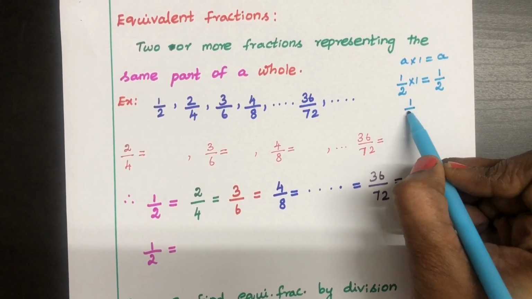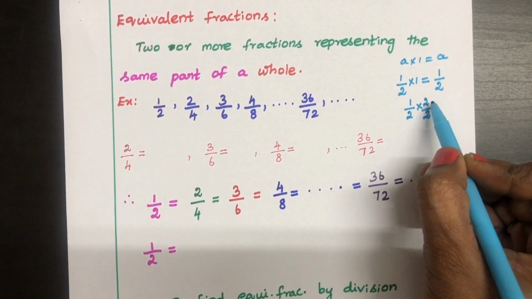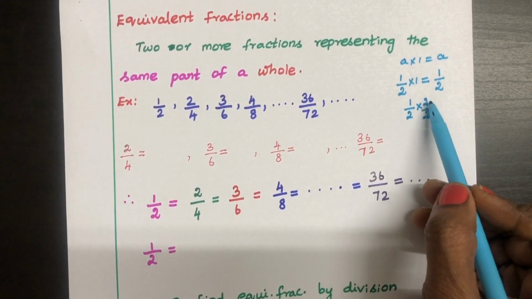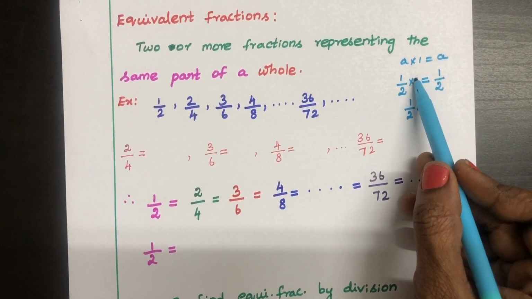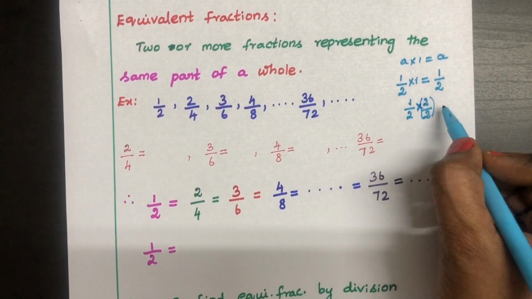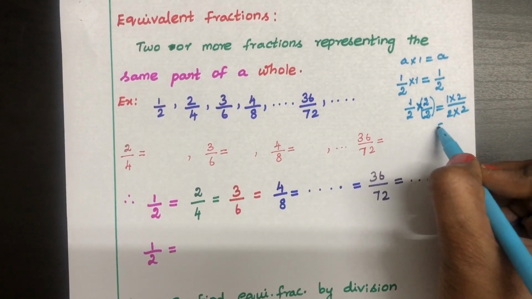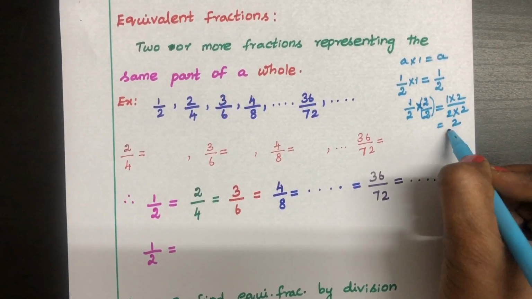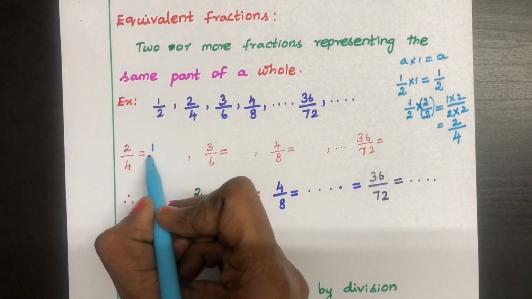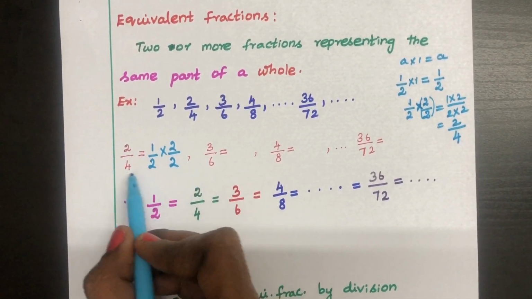So, instead of 1, shall I give 2 by 2? That means I am multiplying with 2 and dividing with 2. Same number in the numerator and denominator. What is this 2 by 2? 2 by 2 is 1. So, instead of 1, I am using this number. Now, 1 into 2 divided by 2 into 2: 1 into 2 is 2, 2 into 2 is 4. See how this 2 by 4 comes? 1 by 2 into 2 by 2. 1 into 2 is 2. 2 into 2 is 4.